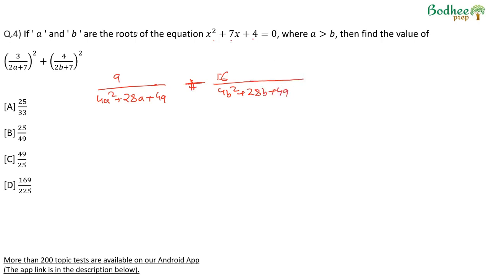Now, if you look at this term, since a and b are roots, we can say a square plus 7a plus 4 will be 0, and b square plus 7b plus 4 will also be 0, because a and b are roots.